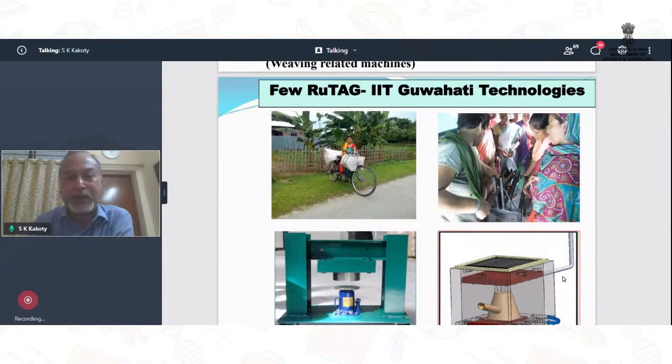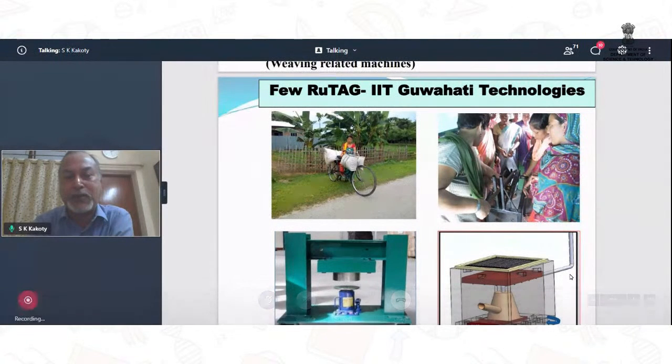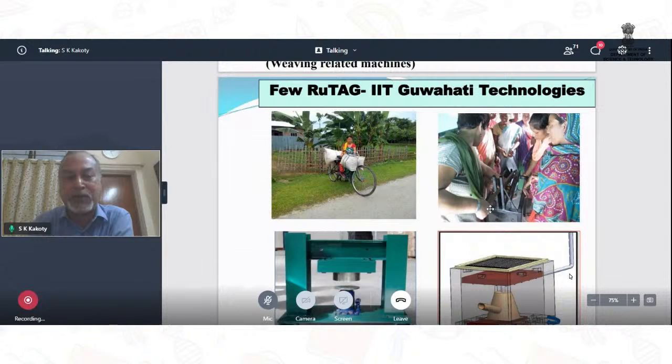Then this is a betel nut cutter. Some community people are trying with this betel nut cutter. It's a very small implement. This can help you in cutting a number of betel nuts together, depending upon the size. 4 or 6 betel nuts you can cut at a single stroke.